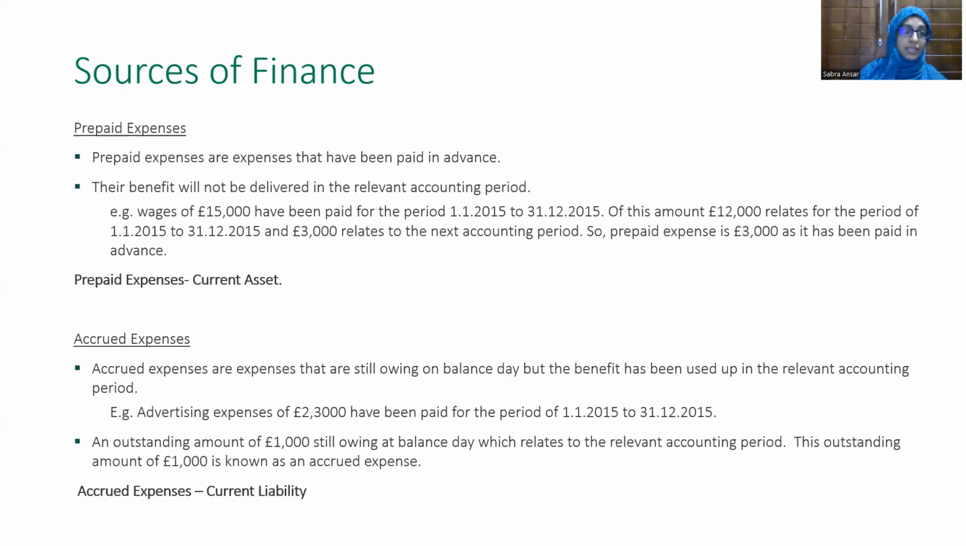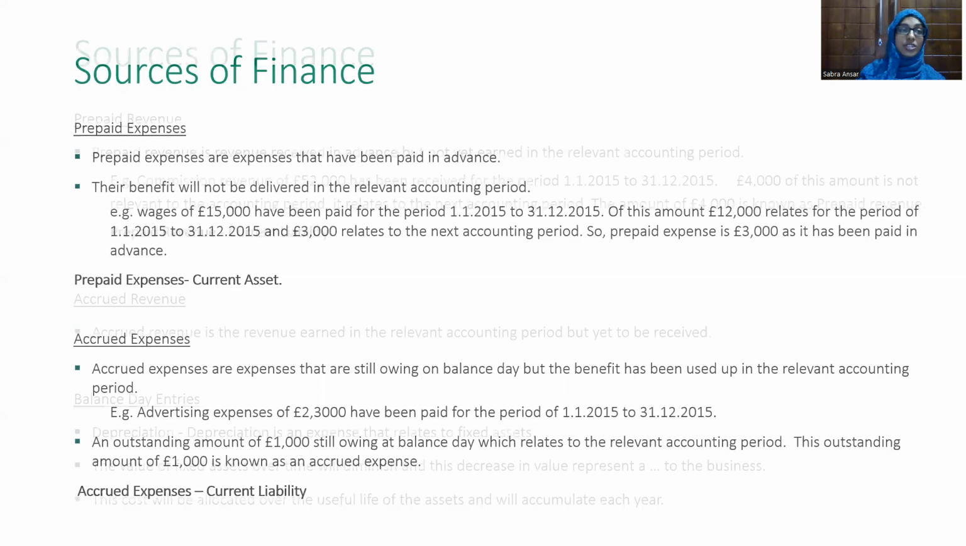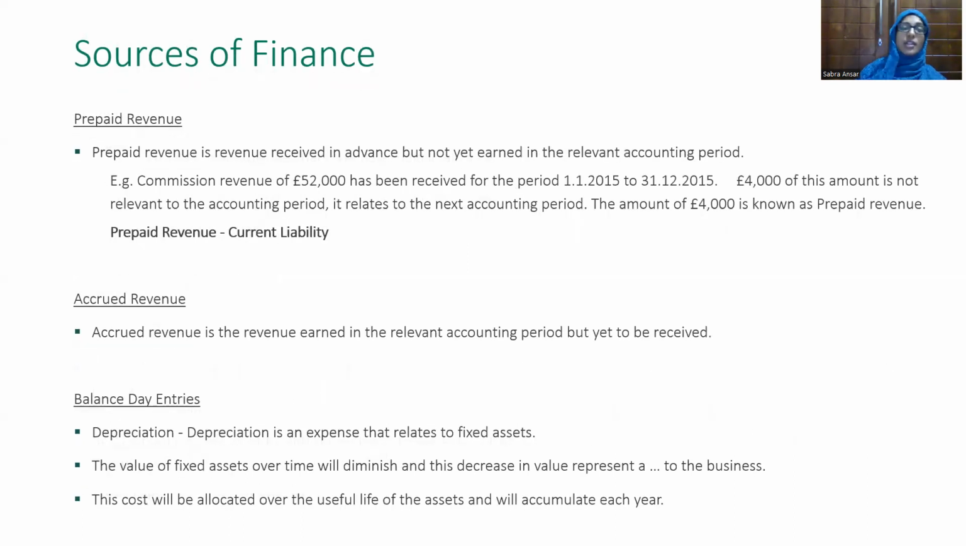Say in this example there is advertising expenses of 23,000 and an outstanding amount of 1,000 is owed as at that period. So this 1,000 is known as an accrued expense, and it is considered a current liability because it has to be included in the present recorded financial statements. Now prepaid revenue, same thing. So revenue, if it's prepaid, obviously it is a current liability.